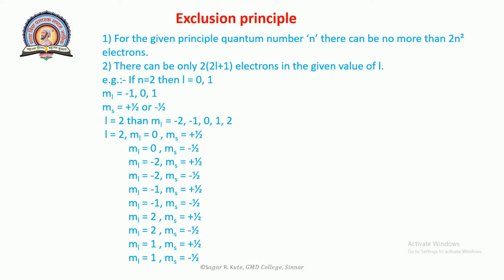If l is equal to 2, then ml is equal to -2, -1, 0, 1, 2. For each ml, ms can be plus half or minus half, giving ml = 0 with ms = +1/2 and -1/2, ml = -2 with ms = +1/2 and -1/2, ml = 1, ml = -1, and ml = 2, each with both spin values. This will be the exclusion principle. Now next topic is electronic configuration.